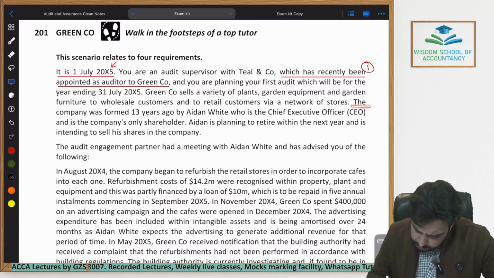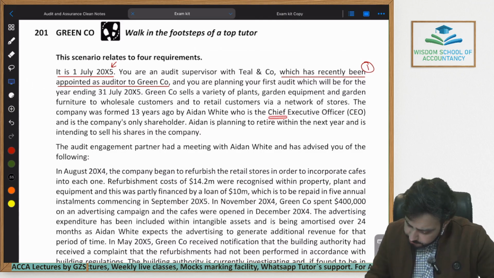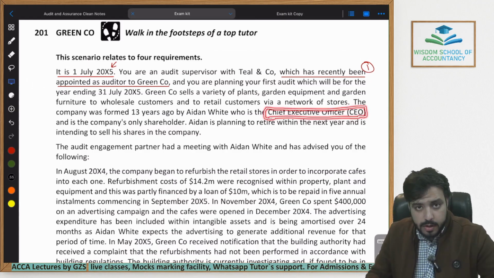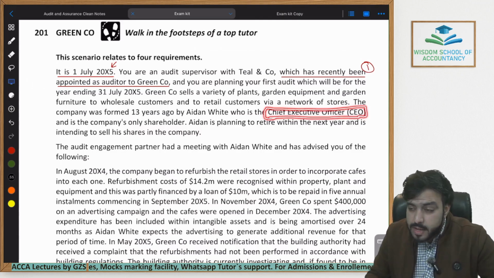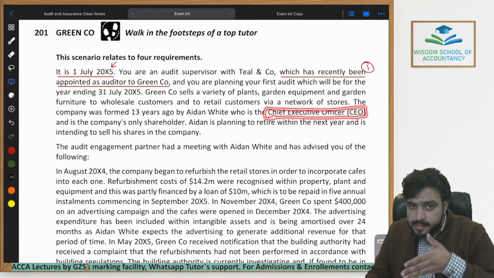The company was formed 13 years ago by Aidan White. So Aidan White is the person who made this company, who founded this company, who is the chief executive officer of the company. Now, a lot of you students might create a risk here that why is the owner also the chief executive director? This is not a CCG question, even though, first of all, it is not a listed company. Nowhere it has mentioned that this is a listed company.